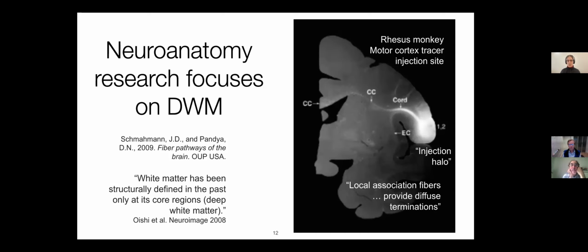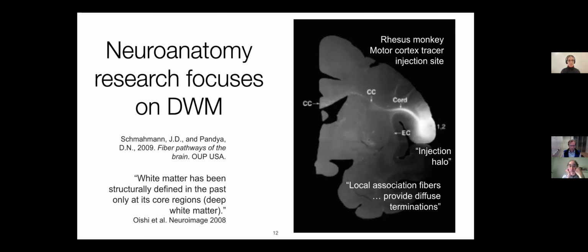And then what they write in the book about these local connections, they write that the local association fibers provide diffuse terminations. So even in our source of ground truth about connectivity data, which is existing monkey tracer studies, we don't know that much about the superficial white matter. People really need to go back and look at these studies, which is something we're doing with a collaboration with neuroanatomists as one of our projects, to better understand what they tell us about the superficial white matter, because that was not the focus of these existing studies.